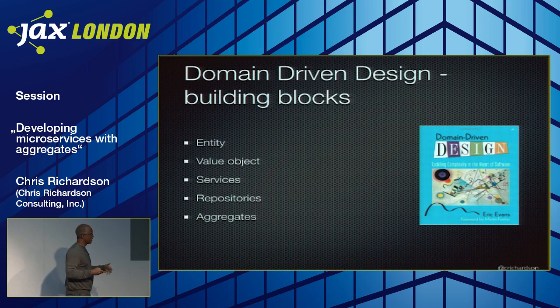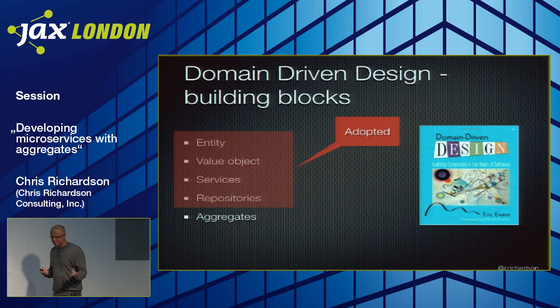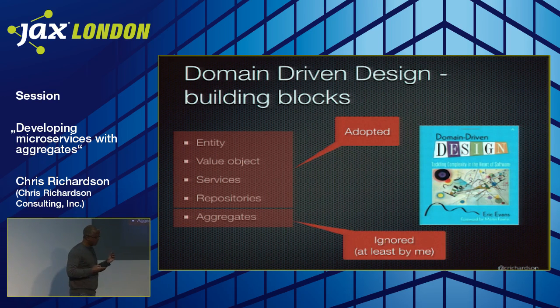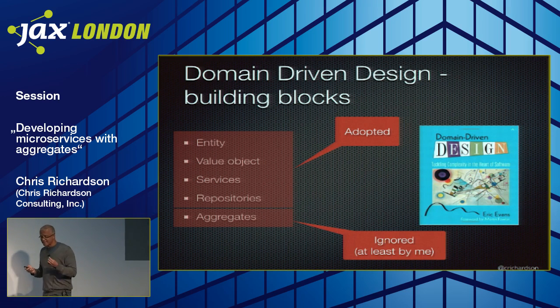So your entities, your value objects, your services, and your repositories. And those have pretty much been adopted by developers, and it's part of everyday terminology. If you look at JPA, it has concepts of entities. If you look at the Spring Framework, Spring Data for example, there are concepts of repositories, and services are common terminology as well. But then there's another concept in domain-driven design, the concept of an aggregate. And that's actually been pretty much overlooked by developers, apart from those who are really into domain-driven design.